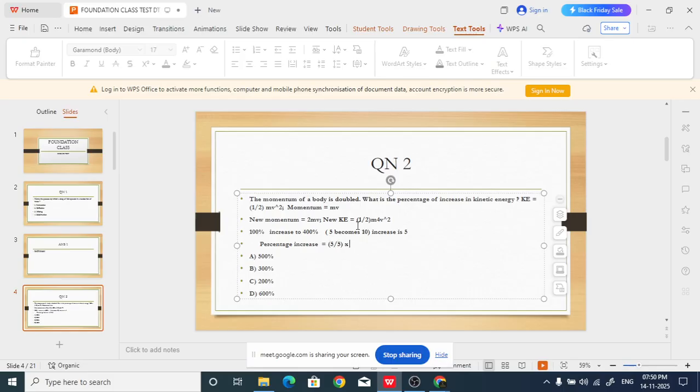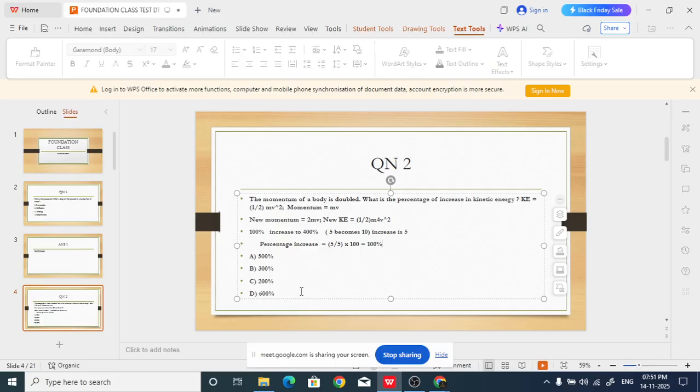Into 100. So that is equal to 100%. Same way here, kinetic energy is half mv square. Now it has become 4 into half mv square. So the percentage increase is 3 mv square divided by 1 mv square into 100, that is equal to 300%. So that is how you should calculate.